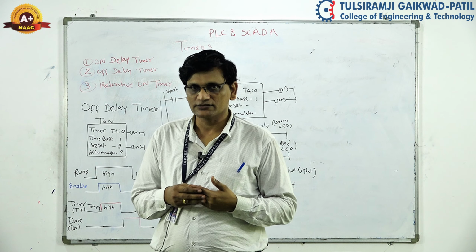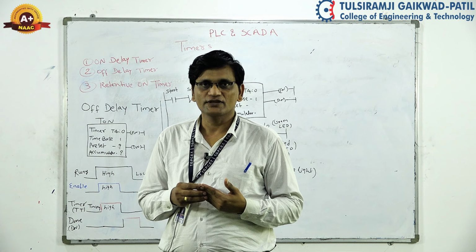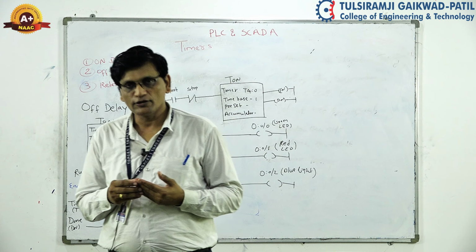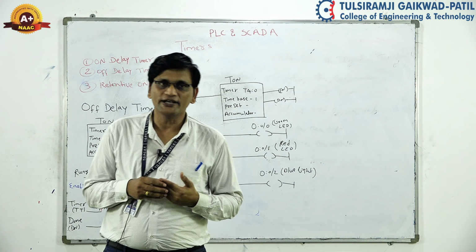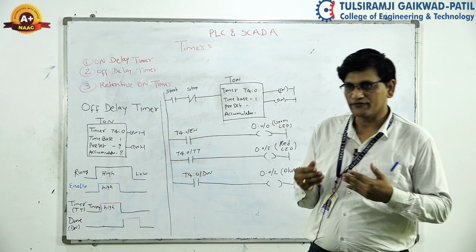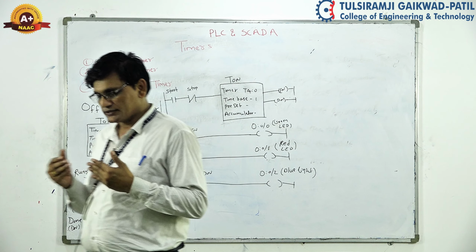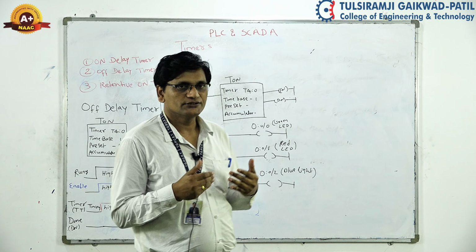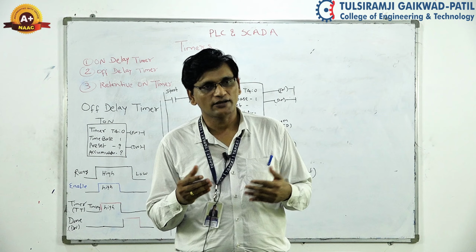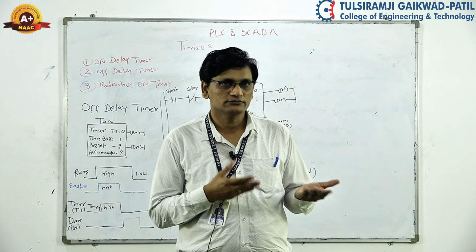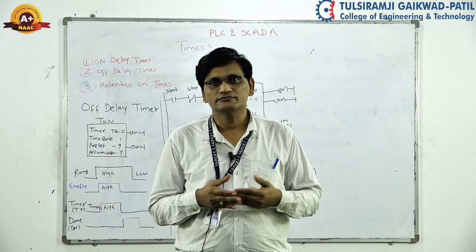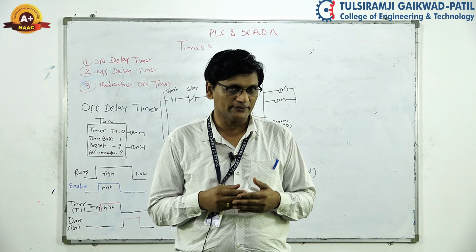There are three types of timers. First is the on delay timer, second is the off delay timer, third is the retentive on timer. First of all, we will study the on delay timer. What is a timer? A timer is used to provide a delay to activate a number of components and devices. If you want to start the motor after 5 seconds, at that time we use the timer. If you want to activate many devices with some delay, at that time also we use timers.